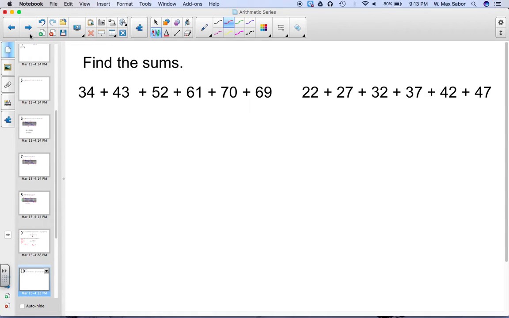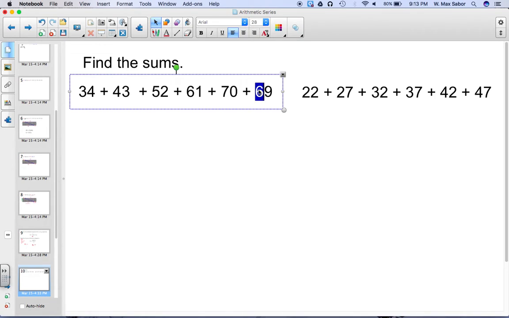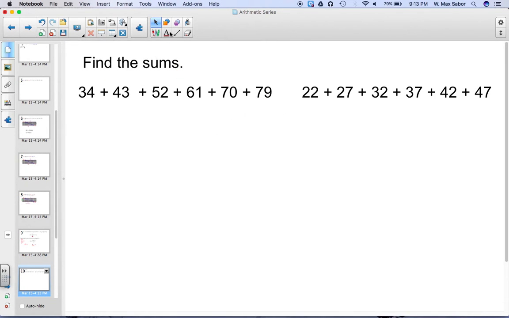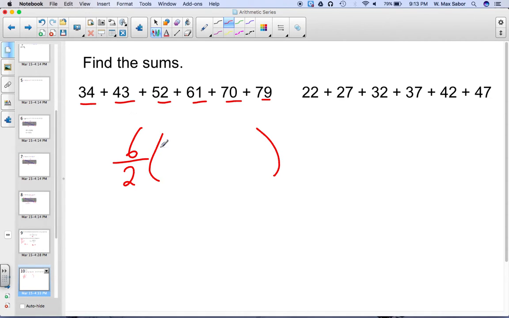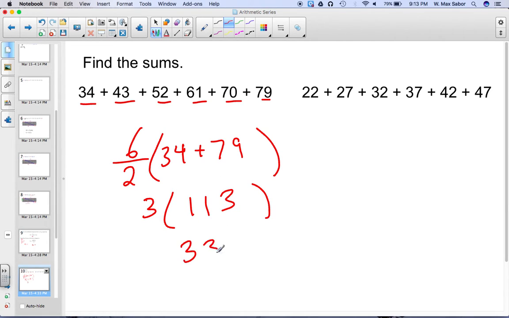Let's find... Ooh, that's an error. Let's find these sums. This is supposed to be a 79. So first we figure out how many terms there are. 1, 2, 3, 4, 5, 6. And then we are adding the first term and the last term. So now we have 3 times 113, which gives us 339. Much faster than adding those all up.